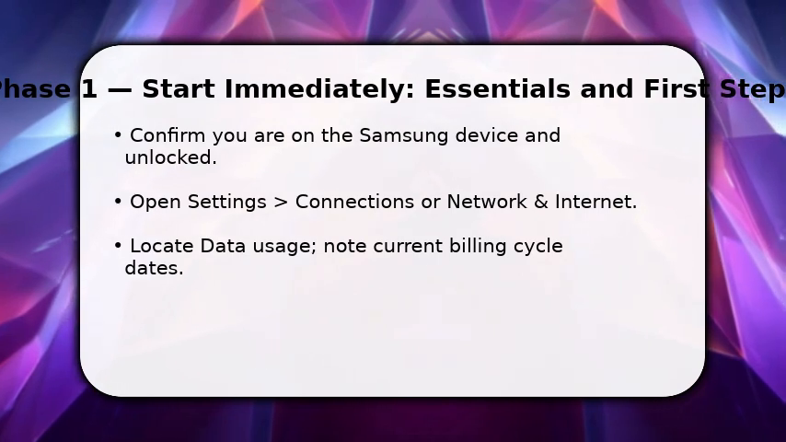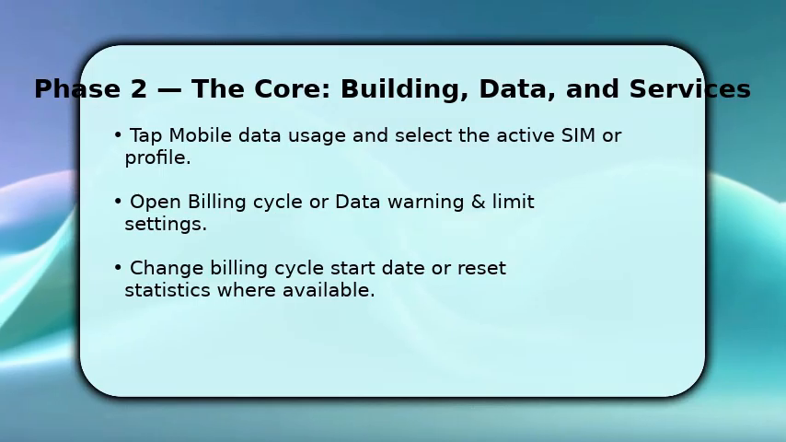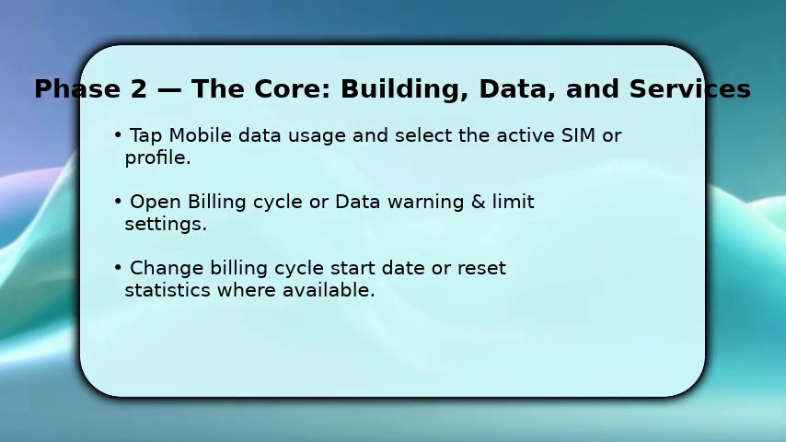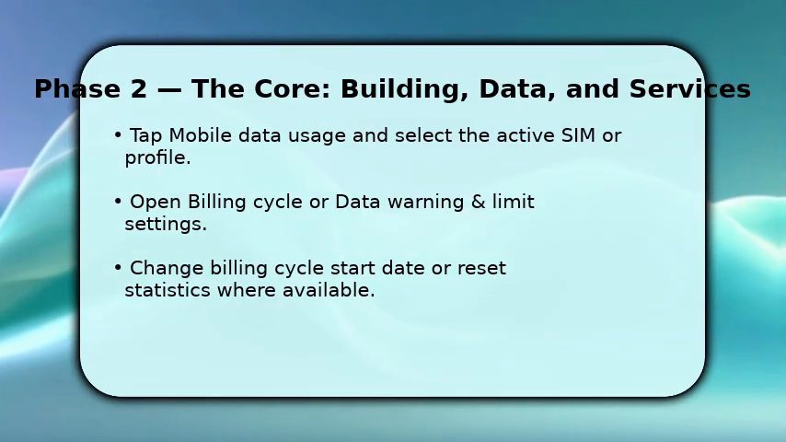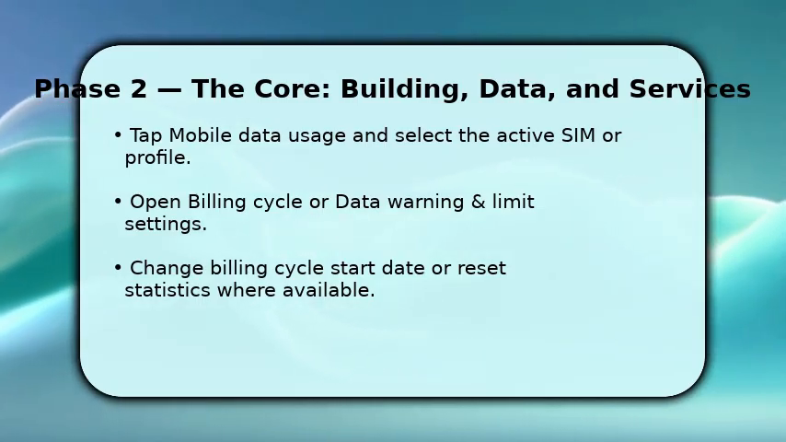Tap Mobile Data Usage and choose the SIM or profile you want to reset. Once selected, open Billing Cycle or Data Warning and Limit Settings. Some models label it differently. Change the billing cycle start date to today or use Reset Statistics if that option appears.